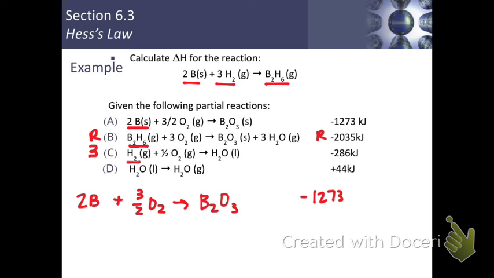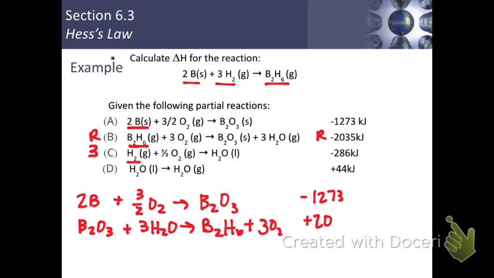Reaction B needs to get reversed. So that means we're going to do B2O3 plus 3H2O yields B2H6 plus 3O2. And we reverse that reaction, so that means that's going to be positive 2035. Reaction C, we're going to take times 3, so 3H2 plus, what's 3 times a half?